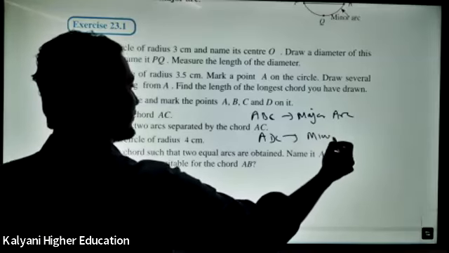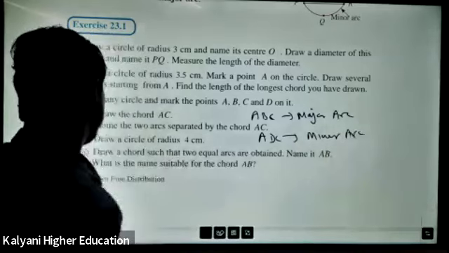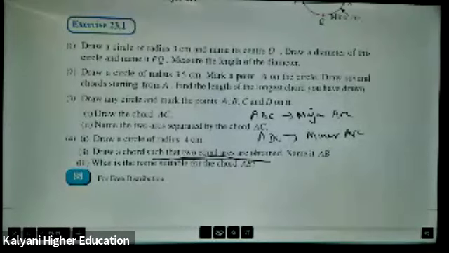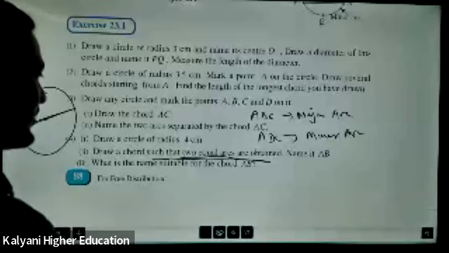Yes. That's all. Draw a circle of radius 4 centimeter. Draw a chord such that the two arcs are equal. Equal arcs should come, so we should draw a diameter of 4 centimeter. I should name this one as AB.